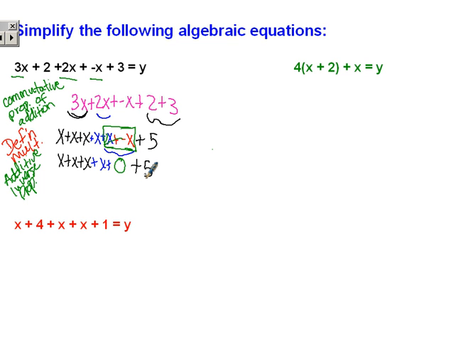At this point, I know that anything plus 0 is that same thing. That is called the identity property of addition. And again, that states that any number plus 0 is that same thing. So therefore, we can just rewrite that without the 0.